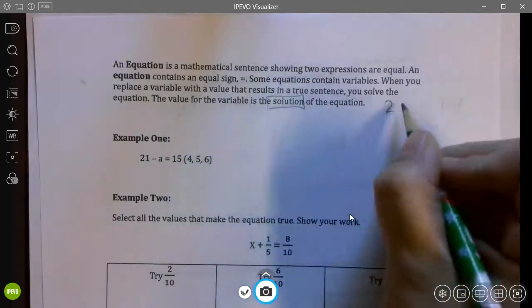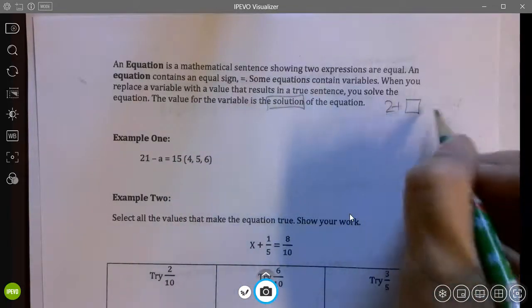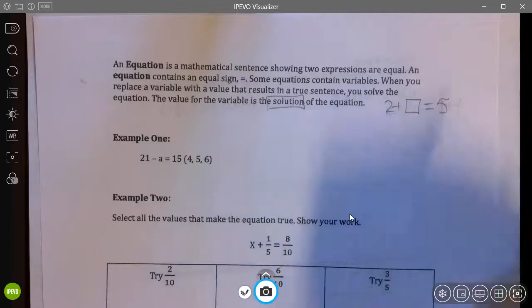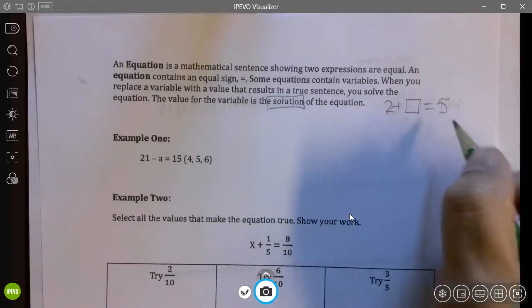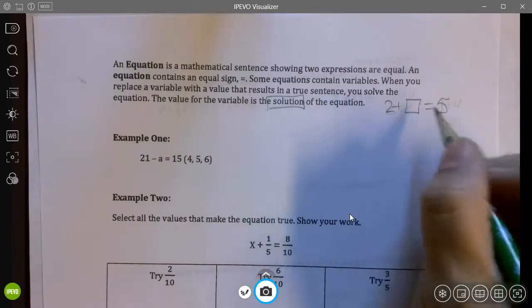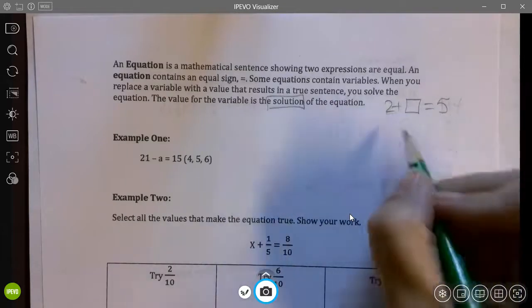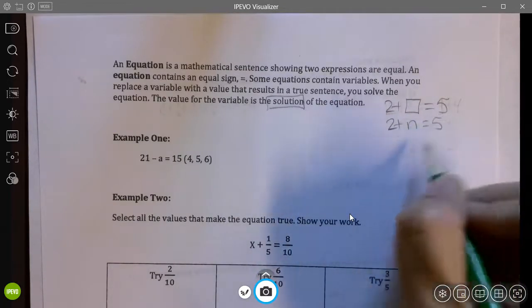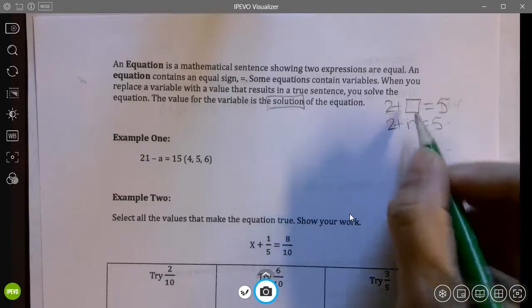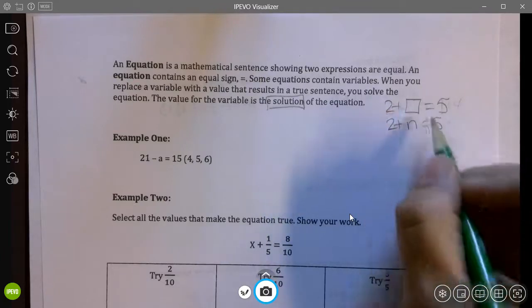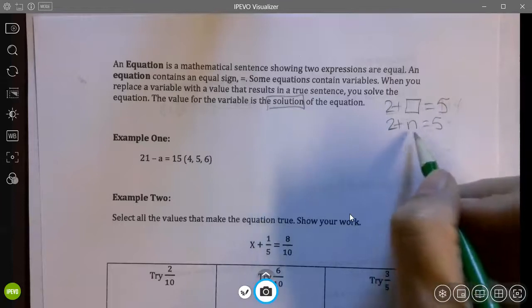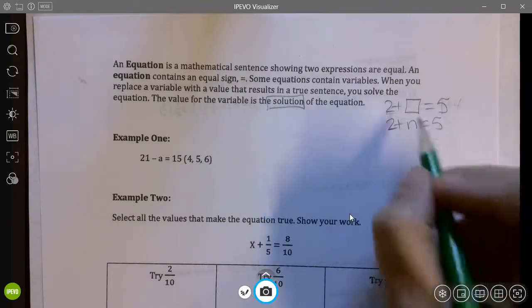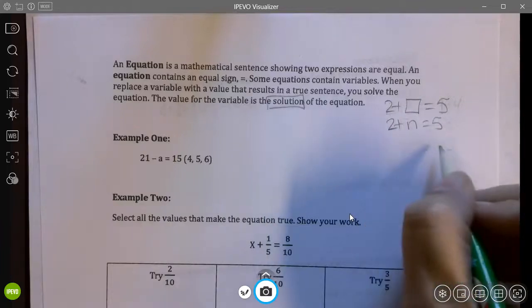And like in first grade, when you were given the box, and you said 2 plus a number equals 5. And in sixth grade, we learned that if we put a variable in for it, same thing as the box that you learned in first grade. Well, this is what you're looking for. You're looking for the solution that makes this true.